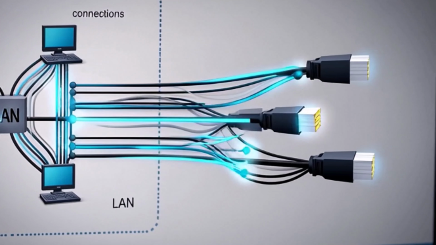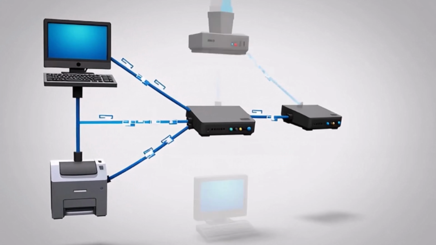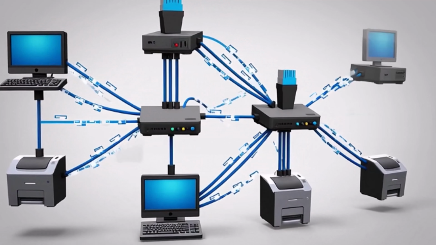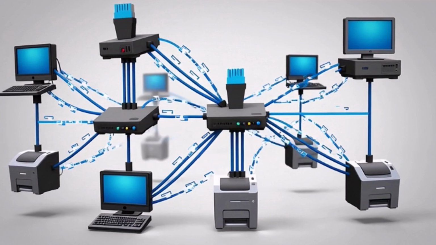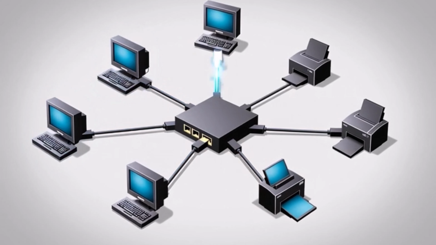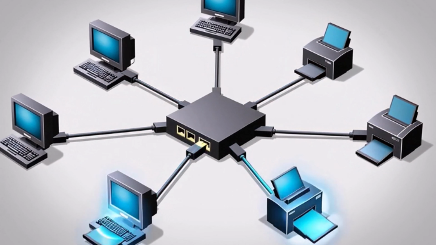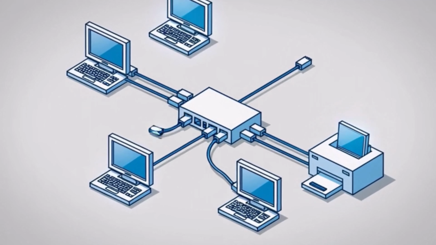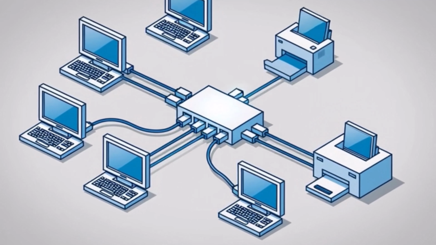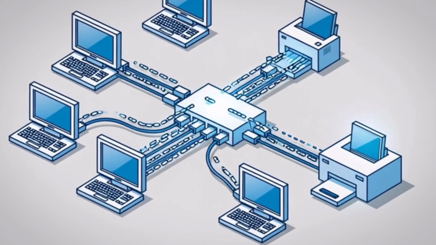Okay, the next is a local area network, or LAN, a network that connects devices within a small area like a home, school, or office, which typically uses wired connections like Ethernet cables. Sometimes in a small office, you only have one printer. So each PC and that printer are connected through Ethernet cables to a switch.